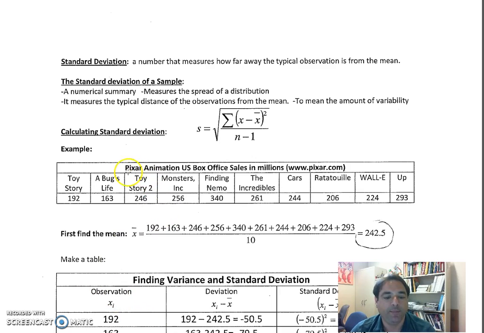We're talking about Pixar Animation U.S. box office sales in millions. We have Toy Story 192, A Bug's Life 163, Toy Story 2 246, Monsters, Inc. 256, Finding Nemo 340, The Incredibles 261, Cars 244, Ratatouille 206, WALL-E 224, and Up at 293. So we're going to review histogram, mean, and median two different ways.